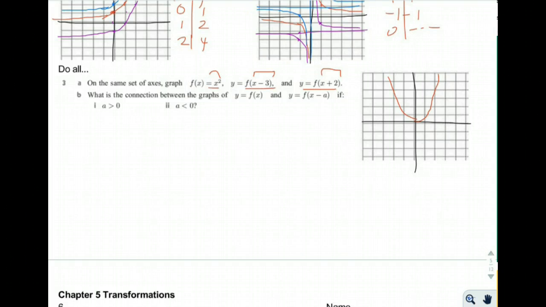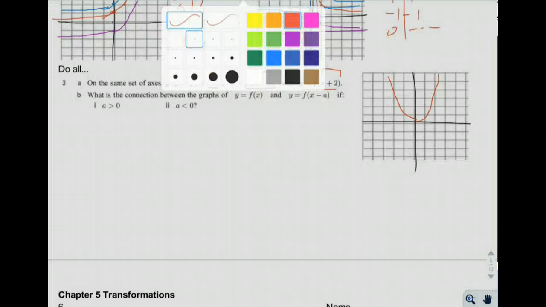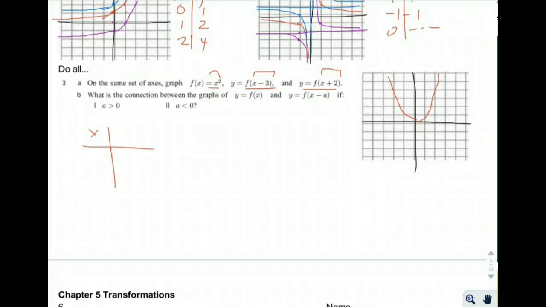Okay. And then let's try to see what it looks like to do f of x minus 3. Okay, so we're going to do f of x minus 3. How do we find f of x minus 3? Well, we put x minus 3 into the x squared. So actually we're going to have x minus 3 squared.